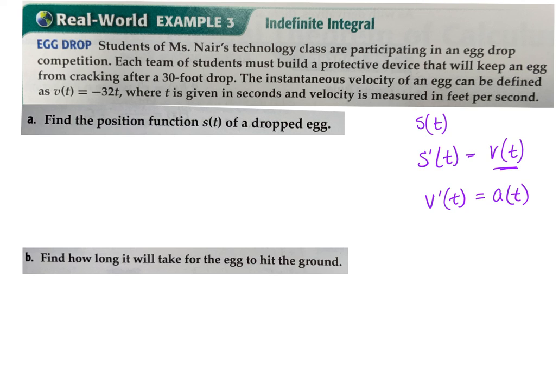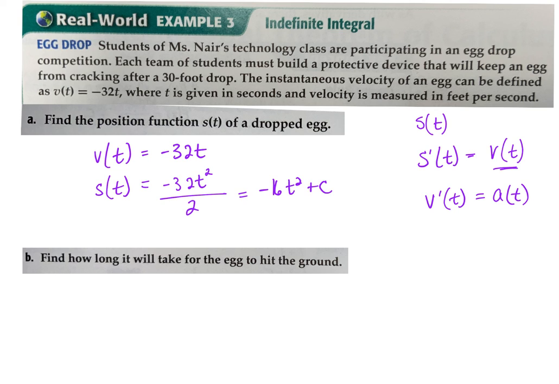Well, they have given us the velocity function. The velocity function is negative 32t, which means the position function is going to be the antiderivative of that. So what is my exponent here? It's going to be negative 32t what? It was to the 1, so now it's to the 2. We are taking the antiderivative, so divide by 2. Negative 16t squared plus c.